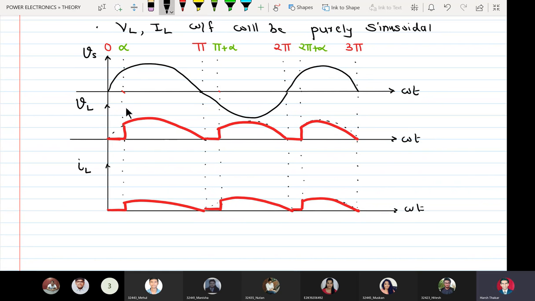Okay. So nobody conducts here, nobody conducts here, nobody conducts here. From alpha to pi, T1 D1, and from pi plus alpha to 2 pi, T2 D2, and this repeats itself.